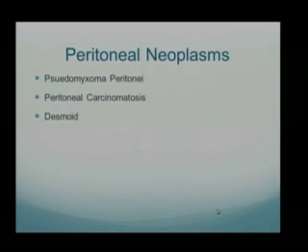So three peritoneal neoplasms that SCORE wants us to discuss for today's topic are the pseudomyxoma peritonei, peritoneal carcinomatosis specifically from colorectal cancer, and then the desmoid tumors.